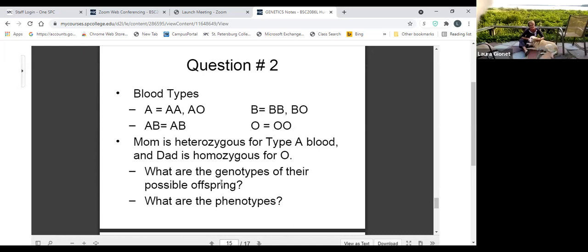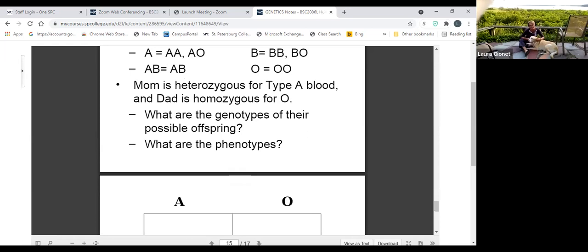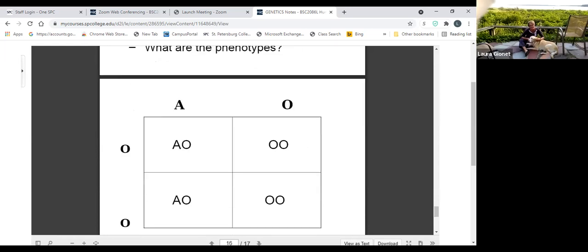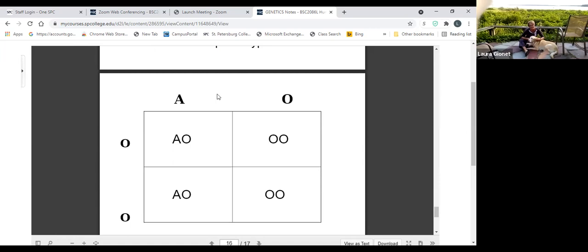So now they're giving you a condition here. Mom is heterozygous for blood type A, and dad is homozygous O, or he's blood type O, because you don't even have to say it's homozygous, because to be O, you have to be OO and homozygous. But in any event, what are the genotypes of their possible offspring, and what are the phenotypes? So let's set up this Punnett square. We're going to put mom, who is heterozygous for blood type A, on the top as AO, on the top horizontal. And dad was blood type O, so he's on the vertical on the left-hand side.